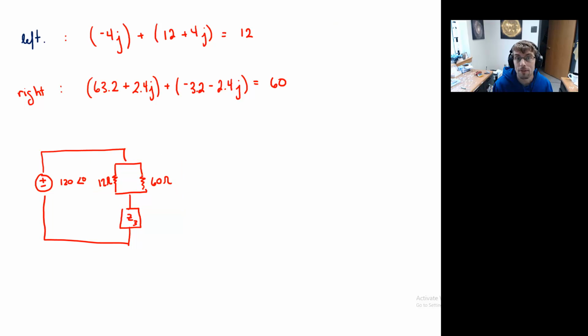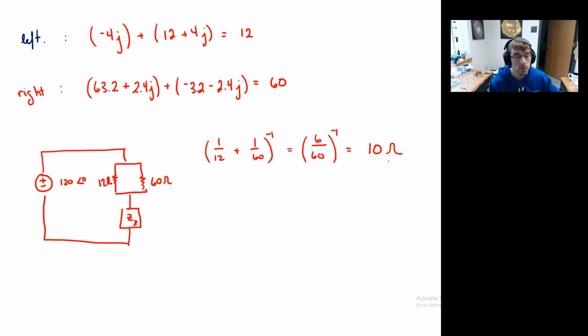And so now we have to just add those in inverse. So 1 over 12 plus 1 over 60, negative 1. Well, let's see. That gives me 6 over 60. Right, 12 times 5 is 60, so I get 5 plus 1. And so I see that when I combine those two together, I get an overall resistance of 10 ohms.